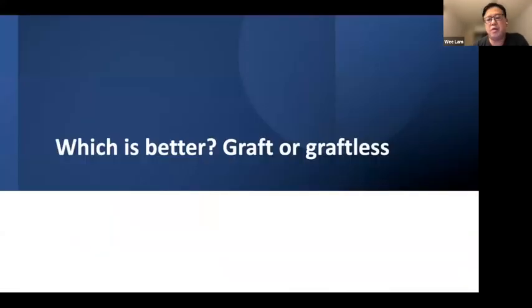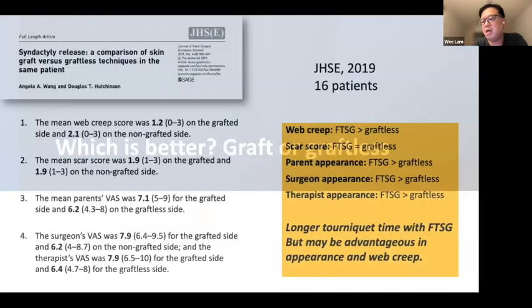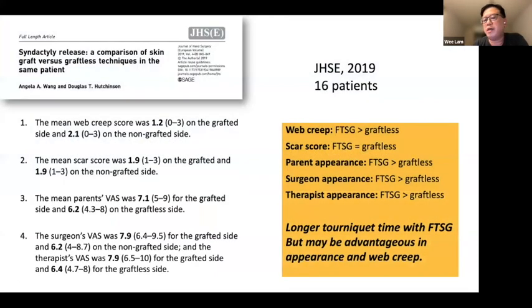So what does the literature say? Which is better, graft or graftless? Again, there are many papers out there. I'm not going to spend too much time on this because this is a technical talk. This is one paper, 2019, Journal of Hand Surgery European. They compared the skin graft versus graftless technique in the same patient.